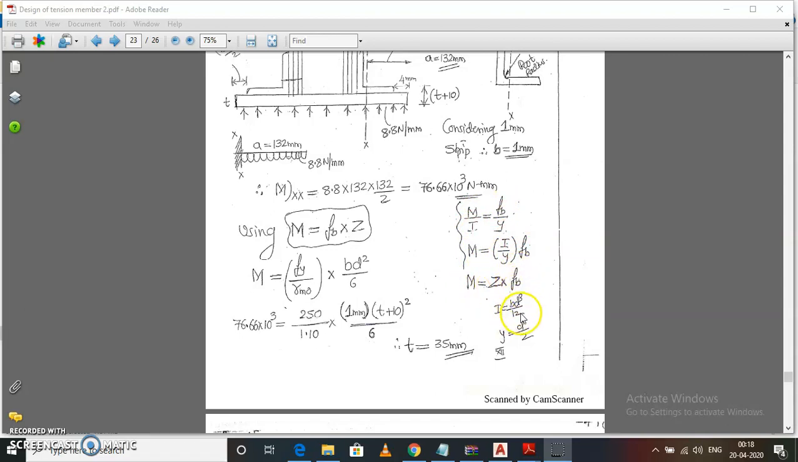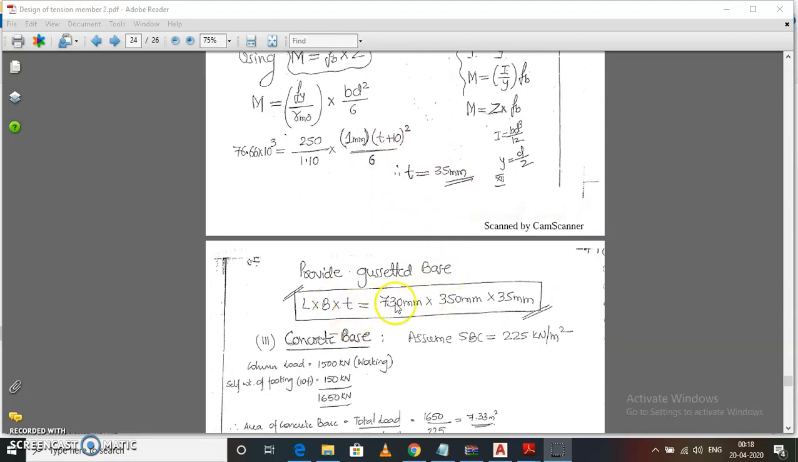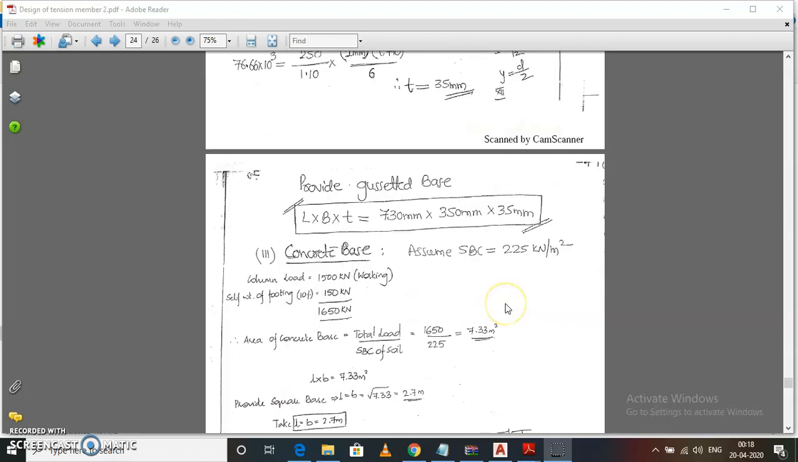Again I is equal to BD cube by 12. Here D we have taken as T, and y is equal to d by 2. So substitute here, M is equal to fy by gamma m0 into Bd square by 6. So the moment is 76.666 into 10 power 3, because we have considered unit millimeter thickness, that is equal to 250 by 1.1 into 1 millimeter into (t plus 10) whole square divided by 6, where t plus 10 mm is the additional thickness we have considered. So t works out to be 35 millimeter. Therefore provide a base plate of 730 by 350 by 35 millimeter.